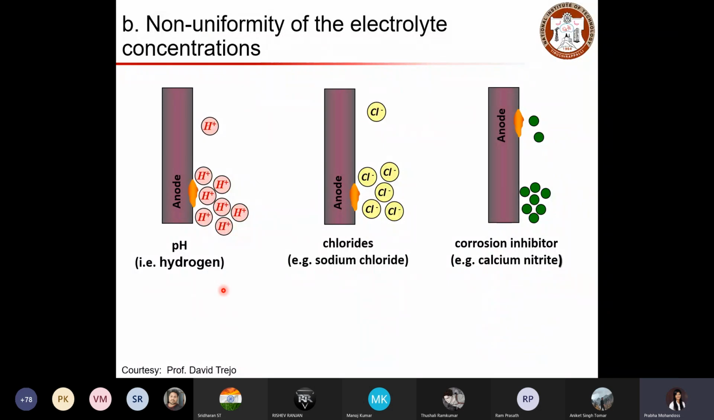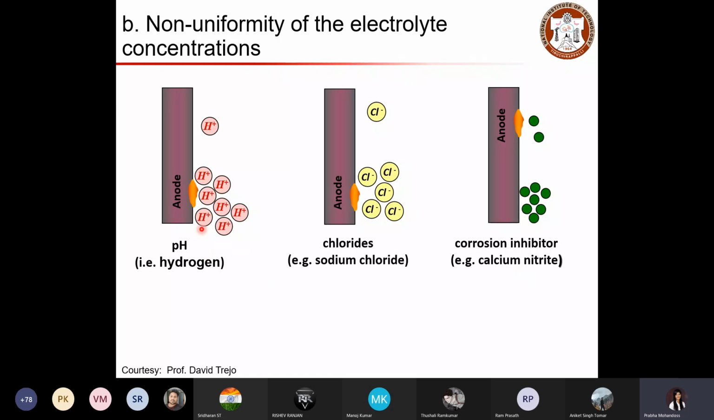potential difference. So here in this case, you can see the pH is maintained by hydrogen ions. In this case, you have chlorides. So for example, if the sodium chloride content is more in your concrete, then you may have a similar scenario. And in some cases, we have a corrosion inhibitor. So in concrete, if you add any special admixtures to inhibit the corrosion, you may add inhibitors in the form of calcium nitrate.